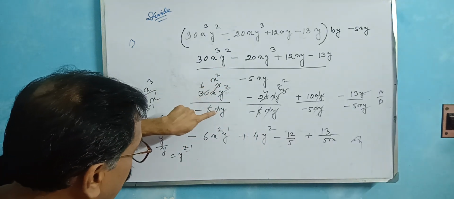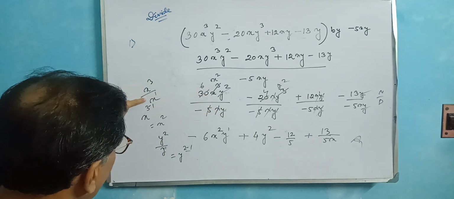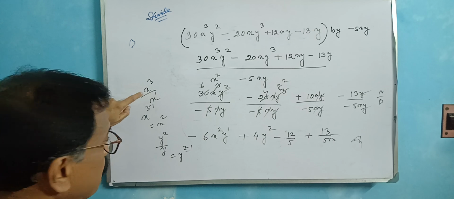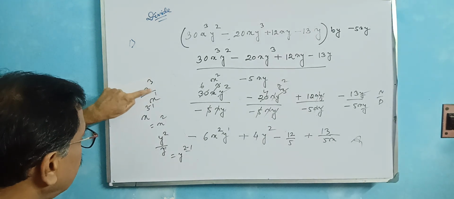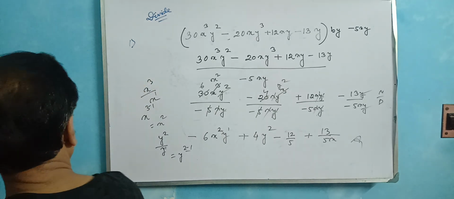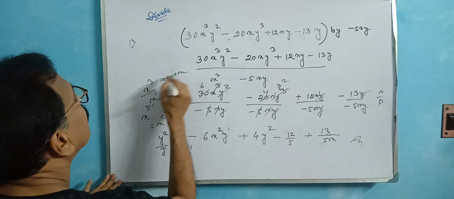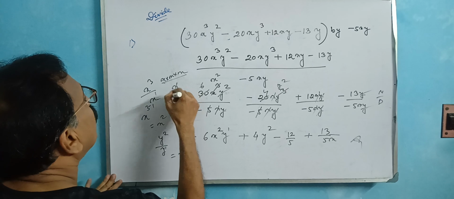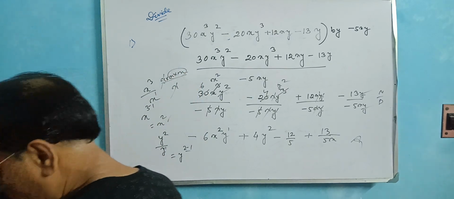30x cube and the lower part is x. That means divide. So x cube by x, there is 1. In case of division, power will be subtracted. So 3 minus 1. Actually x to the power cube means x into x into x. This is x to the power 3 and this is x. So one x is cut, so x into x square. In this way you solve the sum.